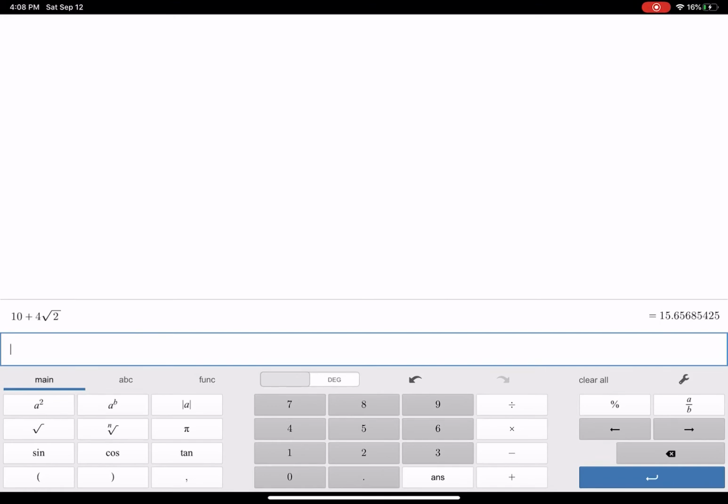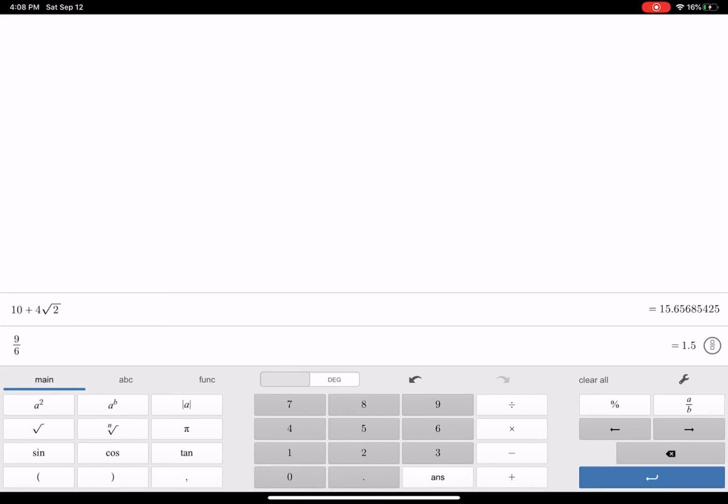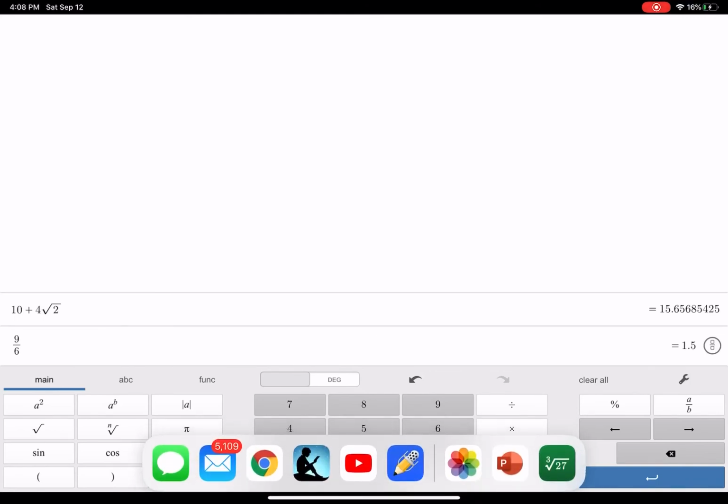And unlike something like this, if I put 9 divided by, let's say, 6 into the calculator, I have 1.5, but I also have the possibility of turning that into a fraction. And you don't have that option on the number right up above it, that irrational number. So you can see right here on the screen, on the left side, 10 plus 4 square root of 2 is the exact form of that answer. And the 15.66, if I round it to 2 decimal places, is the approximate answer.